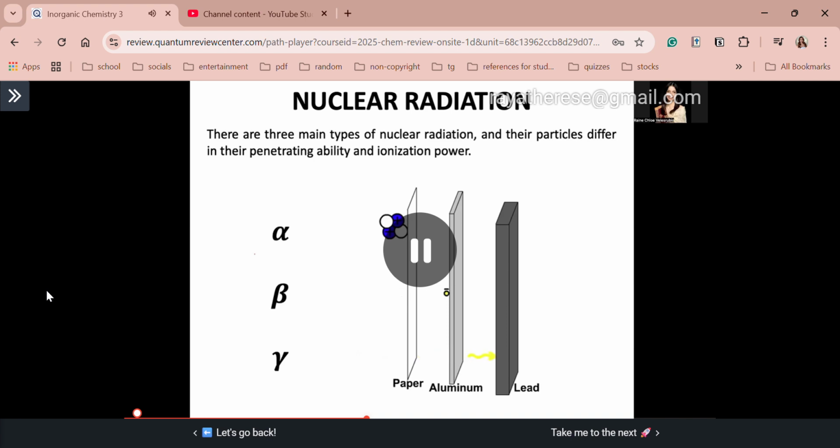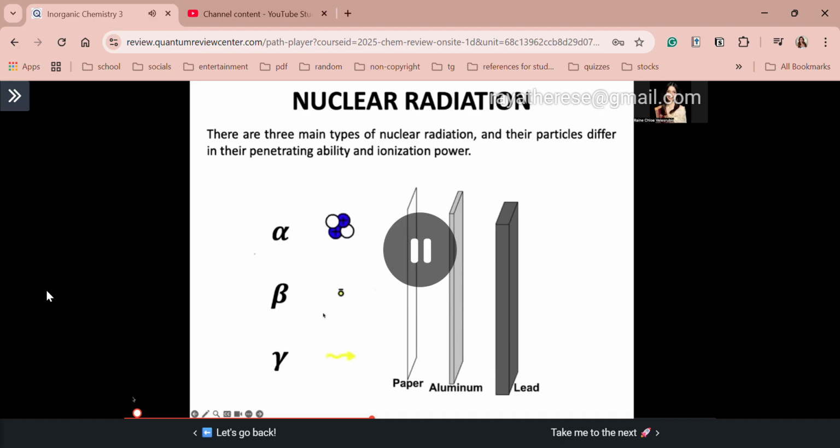So it consists of 2 protons and 2 neutrons, like a helium. Okay? It is a heavy yet slow moving particle, as shown here, di ba? And its ionization power, or its ability to remove electrons from atoms, is high. However, its penetrating power is low. Okay, because it is unable to penetrate everyday materials gaya ng paper and the outer layers of skin. Next, its applications include smoke detectors, heart pacemakers, and space probes.